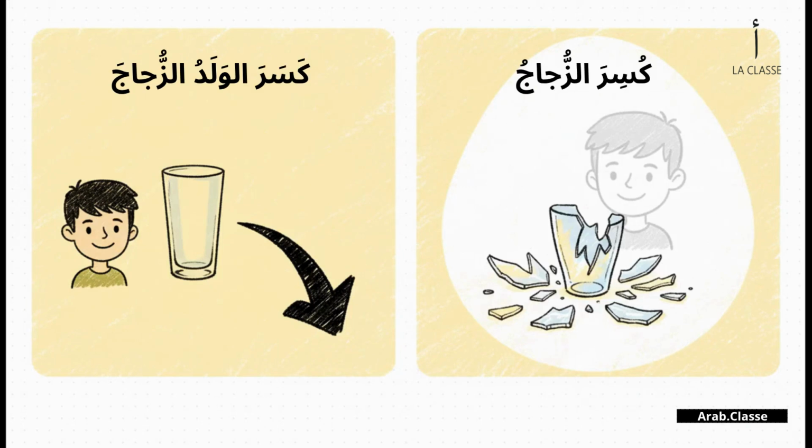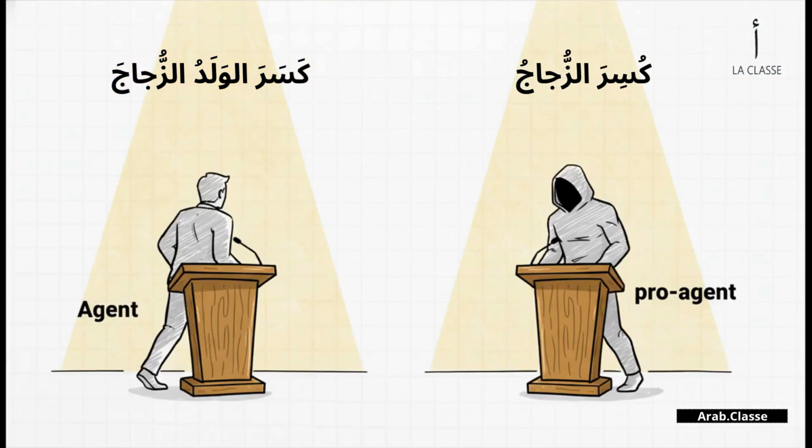Okay, let's really look at this. On the left, you've got your standard active sentence. The boy broke the glass. Simple enough. The agent, the boy, is right there. But now look to the right. The boy is gone. The sentence is now passive. The glass was broken. And notice two really important things happened here. The verb changed from kasara to kusira, and the glass, which was the object getting broken, has now been promoted to the star of the show. And this, right here, is where our substitute hero makes their grand entrance.